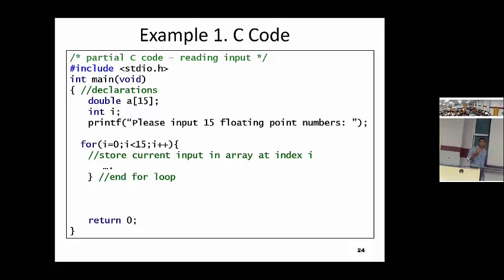Then I ask the user to input the 15 floating point numbers. But then I start reading them from the user one by one. So inside this for loop, I want to read those 15 values. What logic should I write, what function should I use inside this for loop? How can I read those 15 values from the user? Any idea? Something we have done before multiple times. scanf, right? So you use scanf to read something from the console. I would have a scanf inside the for loop.